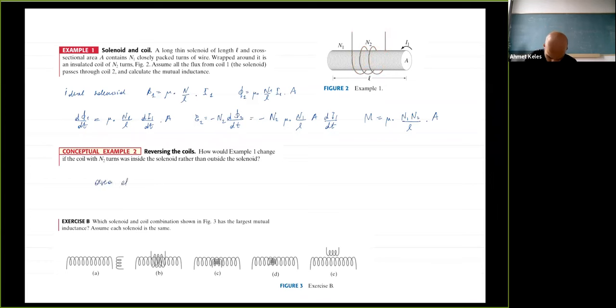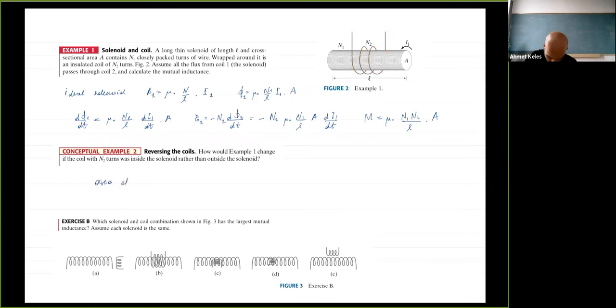And here's an exercise. Which solenoid and coil combination shown in the figure has the largest mutual inductance? And assume each solenoid is the same. So this solenoid here, they are all the same, but these little coils are different, it seems to me.